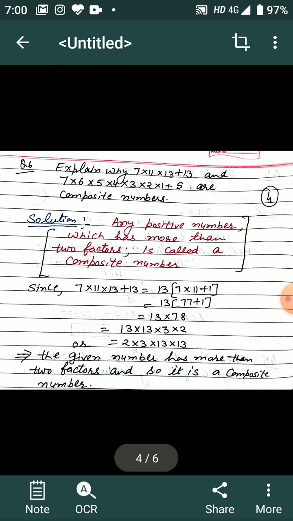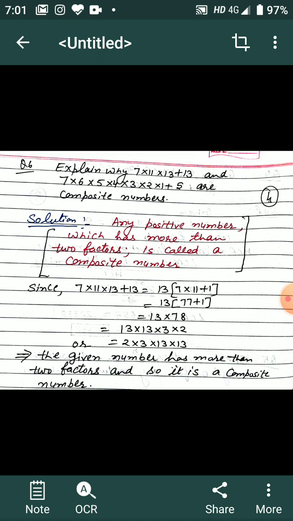And one more question is there. You have to prove whether it is a composite number or not. You can multiply all the numerals and then you can make the factorization. There are so many methods for this question, but you have to know what composite numbers are. Composite numbers are numbers which have more than two factors. So we have to know that composite numbers are those which have more than 2 factors.